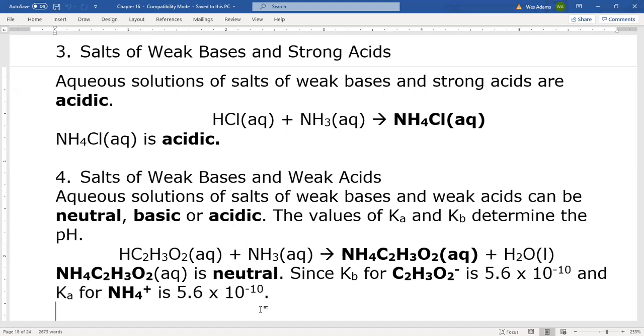So if I were to react acetic acid and ammonia, I would get ammonium acetate and water. Now, we already said that the ammonium ion was somewhat acidic and the acetate ion was somewhat basic. So which way is it going to end up? Turns out in this case, the Ka and the Kb are equal, and so that salt would end up being neutral in that case. But if the Ka were bigger, it would be acidic. If the Kb were bigger, it would be basic.